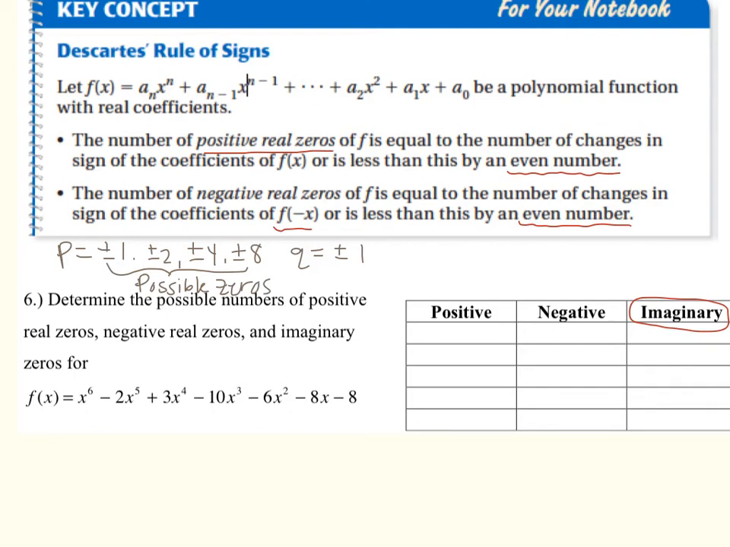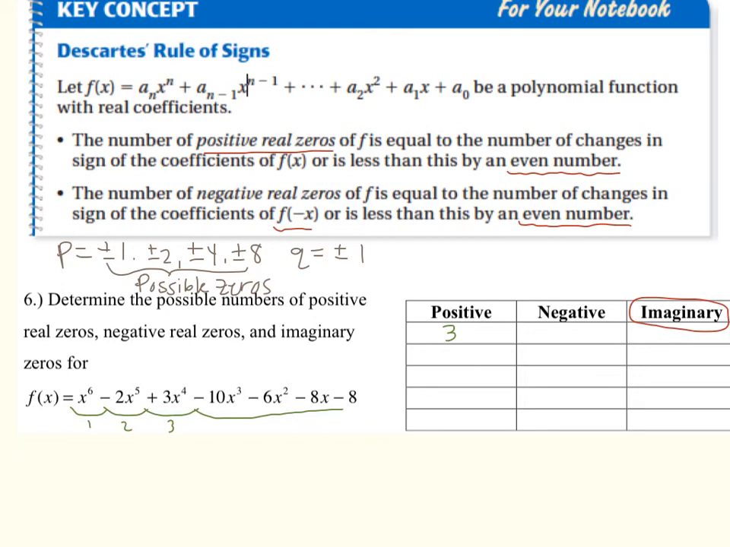Let's see if Descartes' rule of signs can help us narrow down how many positive and negative there are. So in this original function, it starts positive, it goes to negative, it goes back to positive, it goes back to negative, and it stays negative the rest of the time. So there's only 3 changes in sign in the original function, meaning there are a maximum of 3 positive x-intercepts or 3 positive real zeros.